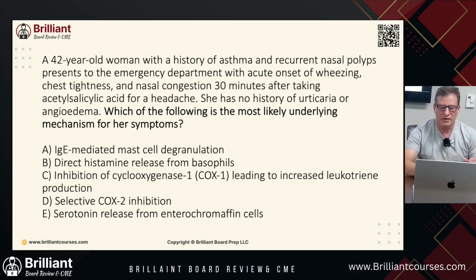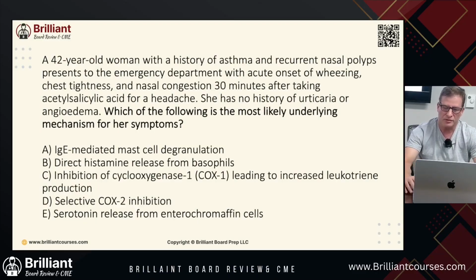So none of that. When we're doing our board questions, we need to start getting the habit, so this is when you practice now, that we need to start eliminating things. So we probably know this is not an IgE. We're not going to look at direct histamine. Selective COX-2, those are a different medication. And serotonin release is going to be something totally different that we'll talk about. So we go and break down what our answer is.